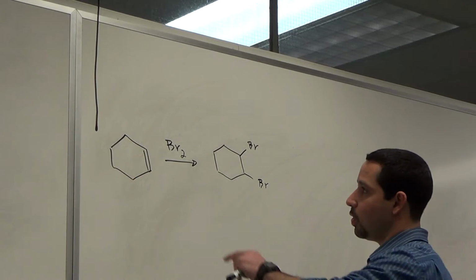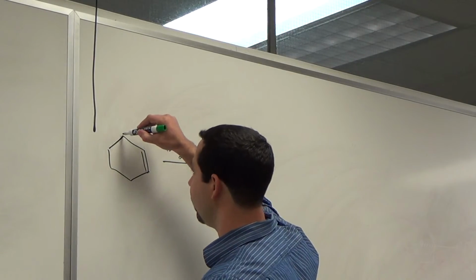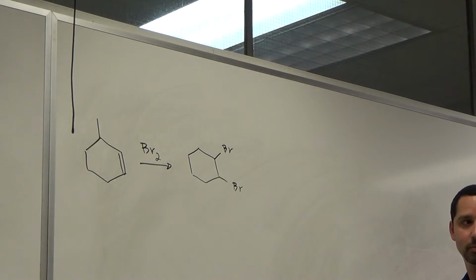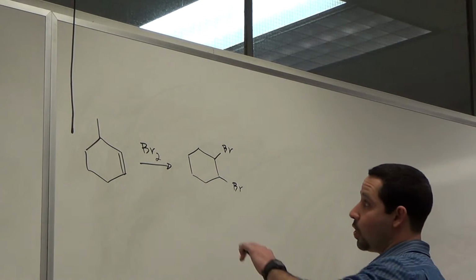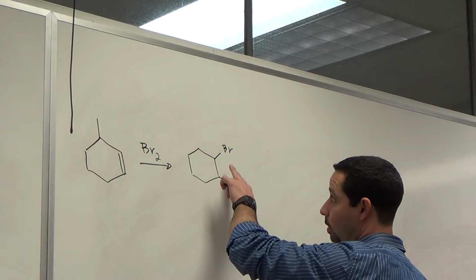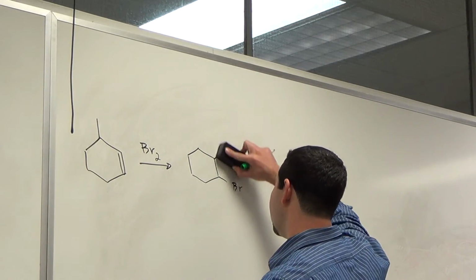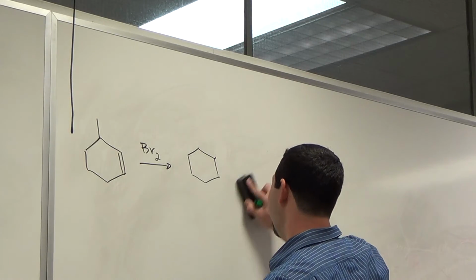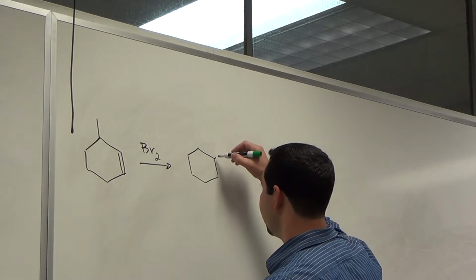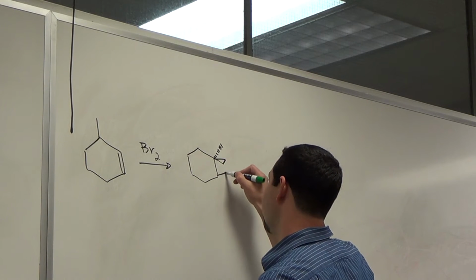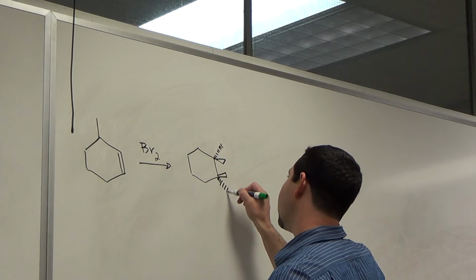Because you have to know that this addition, put a methyl group here, you have to know that this addition here was what? Anti. And you have to show me that when this adds to this cyclohexane, what are you going to have? You are going to have one in the front, one in the back.